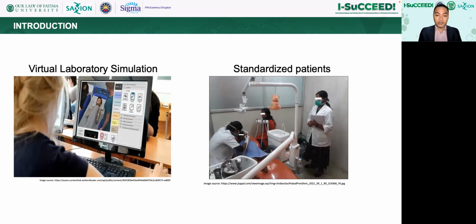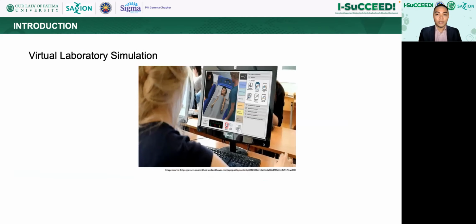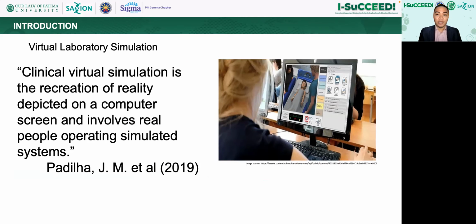Let us examine virtual laboratory simulation and standardized patients. Allied health professional programs require students to develop knowledge, skills, and attitude to be able to deliver quality and compassionate care. Clinical virtual simulation is a recreation of reality depicted on a computer screen and involves real people operating simulated systems, providing an opportunity for repetitive practice in a safe environment.